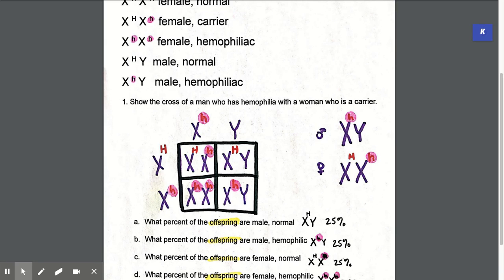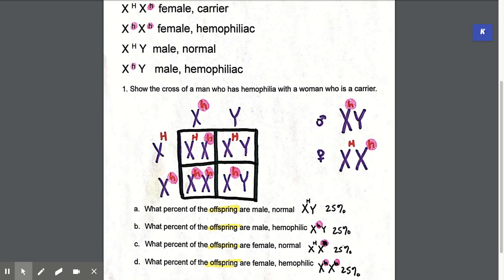So in my question here, I want to let you all know the problem set for X linkage follows almost this exact format for answering the question. So if you follow along with this video, you should be able to answer the problem set pretty easily.